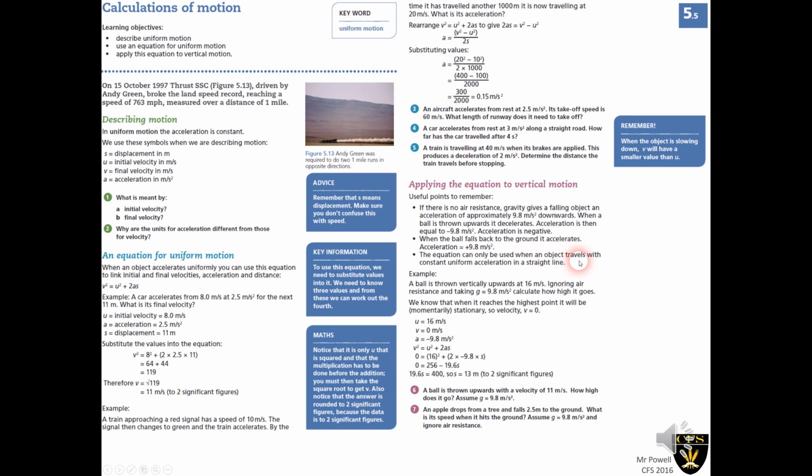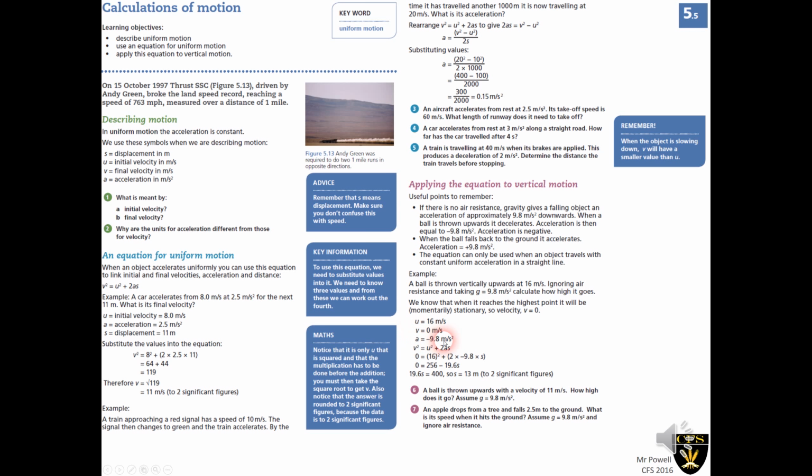So the equation can only be used when the object travels with constant uniform acceleration in a straight line. So let's look at how they might apply that. The ball is thrown vertically at 16 meters per second. Ignoring air resistance and taking g as 9.8, calculate how high it goes. Well, we use the SUVAT equation, and we know u, and we know that v is 0, and that's really important, isn't it? It's not that it doesn't have a value, it is actually 0.